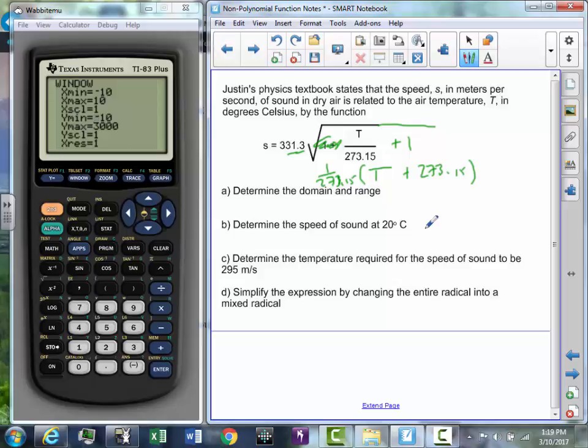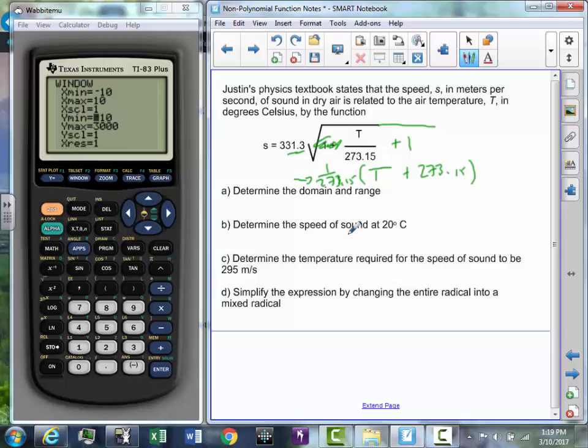Okay, so let's talk a bit more about how this graph would work. What does this 1 over 273.15 do? What if the number was 5? 5 would squish the graph in. So if it's 1 over 273.15, it's going to pull the graph out a lot.